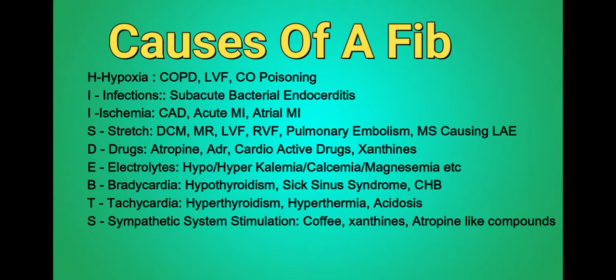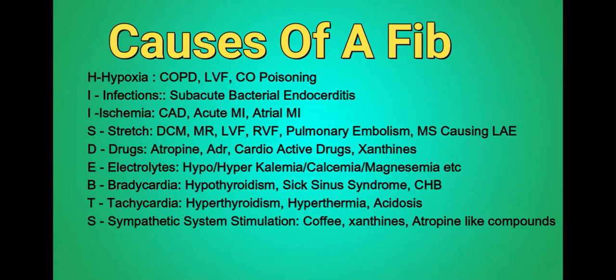Then D for drugs. Many of the drugs, they will cause tachycardia, bradycardia, and can precipitate atrial fibrillation, like atropine, adrenaline. Most of the cardiac drugs, they can precipitate different various arrhythmias. Xanthines, methylxanthines, theophylline, etophylline, and things like that, they can precipitate arrhythmias, which include atrial fibrillation also.